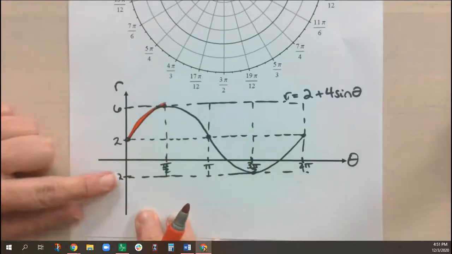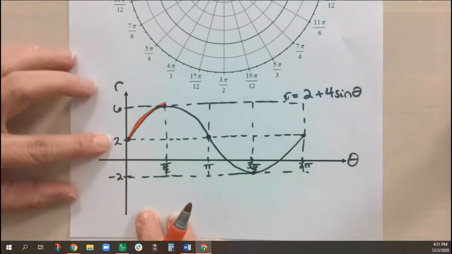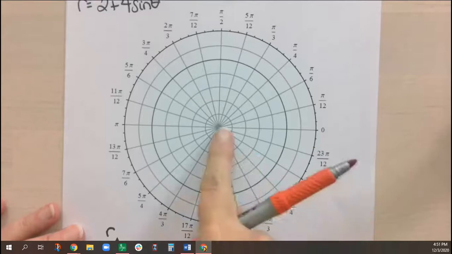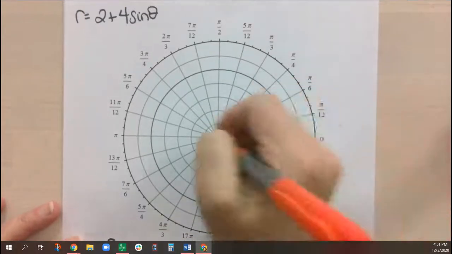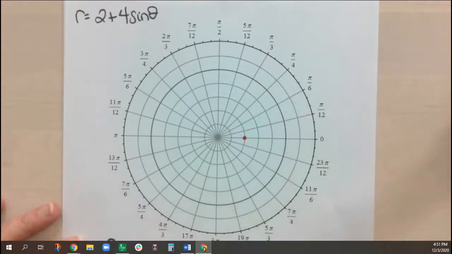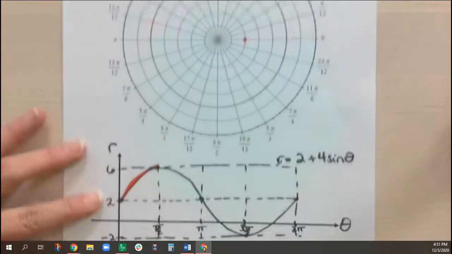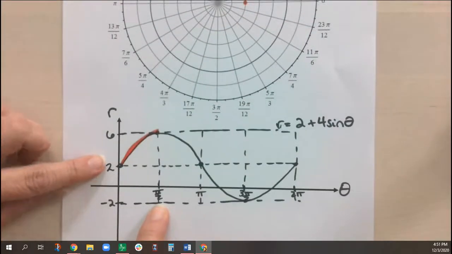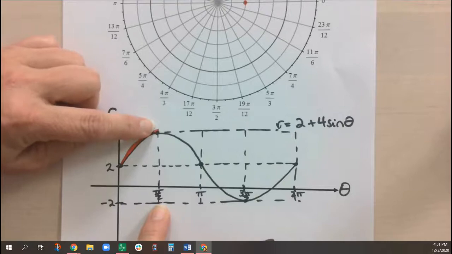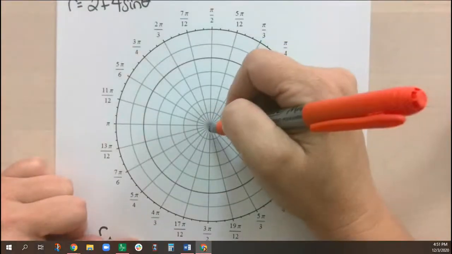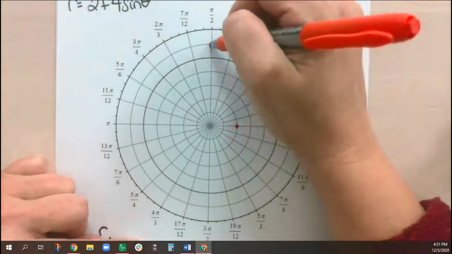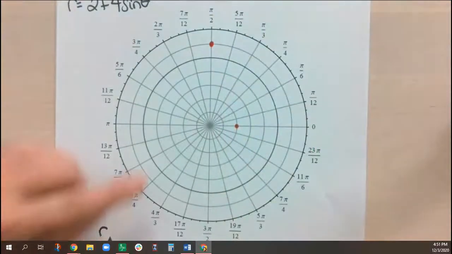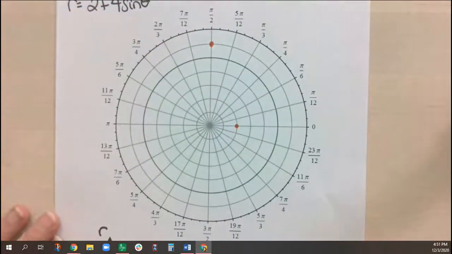When my theta is 0, my radius is 2. So up here at the theta of 0, I'm going to plot that point at a radius of 2. That's where I'm starting. And then by the time we get to pi over 2, my graph is at its maximum point of 6. So pi over 2, I'm going to go out to 6. Again, remembering that that darker circle signifies 5.